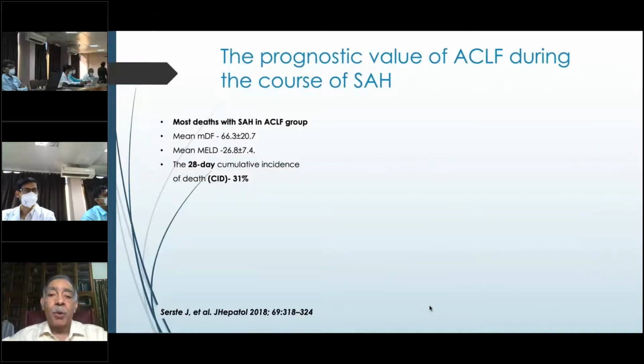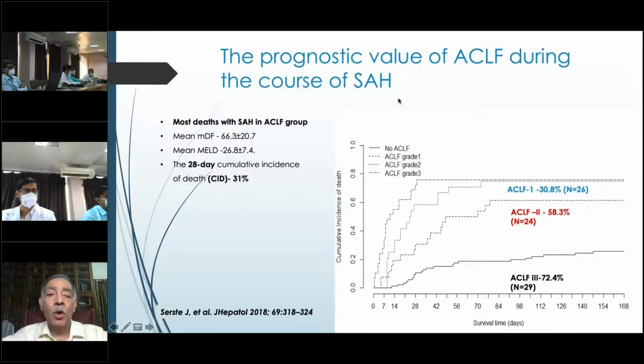Now, why is it important? Well, most deaths that happen in people with severe alcoholic hepatitis happen in those who have developed ACLF. And in this study that was published in 2018, the impact of ACLF on outcome is shown in these Kaplan-Meier curves. Those with a single organ failure have, similar to SAH, severe alcoholic hepatitis, about 31% mortality. ACLF2, 58%, and ACLF3 or more organ failures have 72% mortality within 28 days.